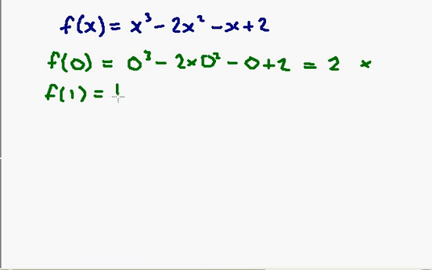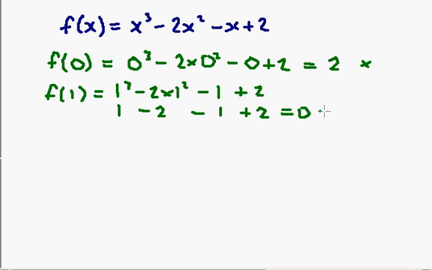Okay, so I'm going to get 1 cubed, take away 2 times 1 squared, take away 1, plus 2. So 1 cubed is 1, 2 times 1 squared is minus 2 here, take away 1 plus 2, which is equal to 0. So x is 1 is a solution.